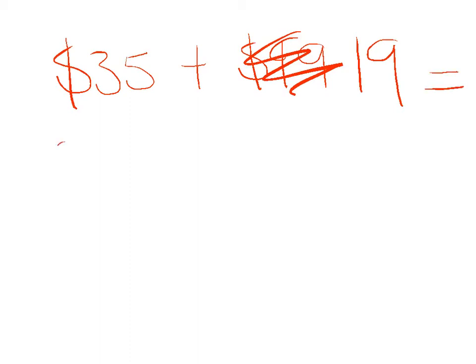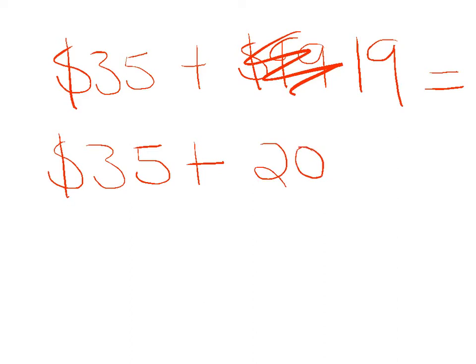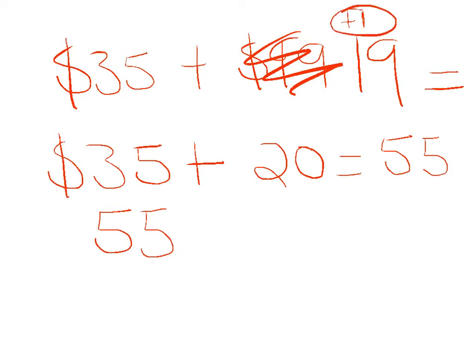Now, an easy way of solving this is to go 35, but actually turn this 19 into 20. So if you like, add a little 1 to it. Because 35 plus 20 is very easy to add. 35 plus 20 is 55. And then we can go 55. Now take away 1 because we added this 1 at the top here. Take away 1, which is equal to 54.